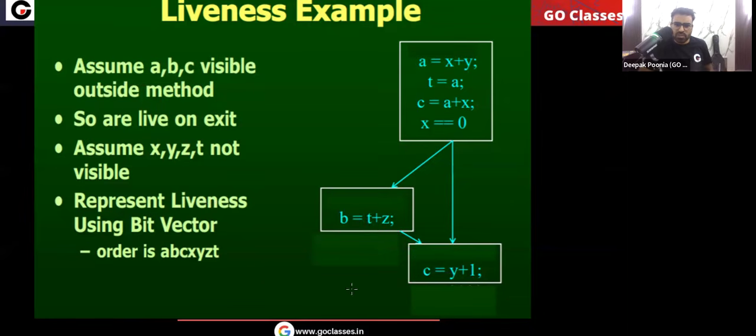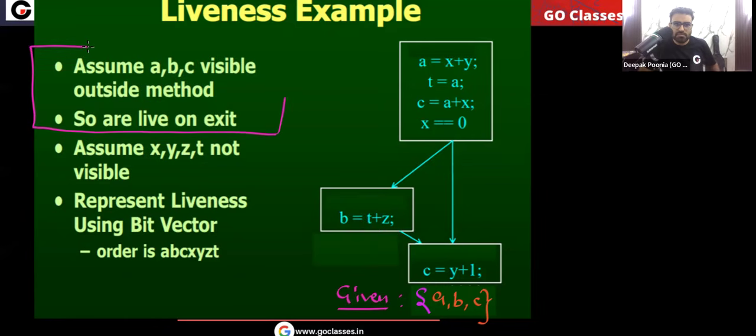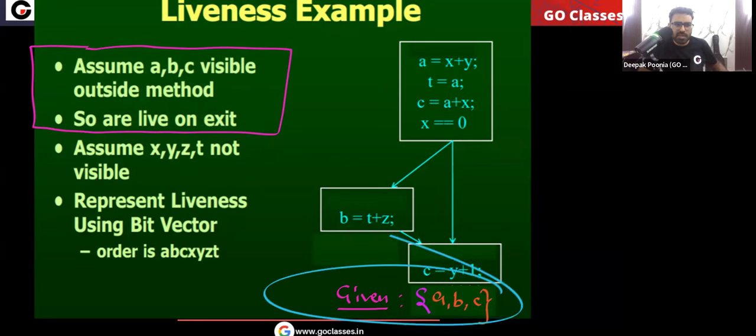This information is given to us, so you can see that here these variables are alive. I can say A, B, C, these variables are alive on the exit. This information is given to us. These two statements, that assume A, B, C are visible outside the method, mean they are live on the exit. Next, you can see assume x, y, z, t, these variables are not visible, means they are not alive at the exit. Only these variables are alive at the exit.